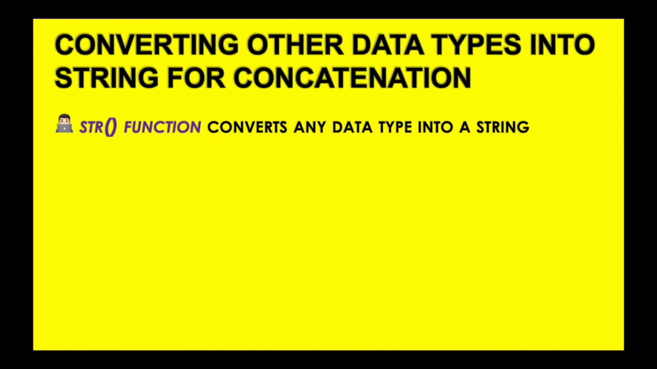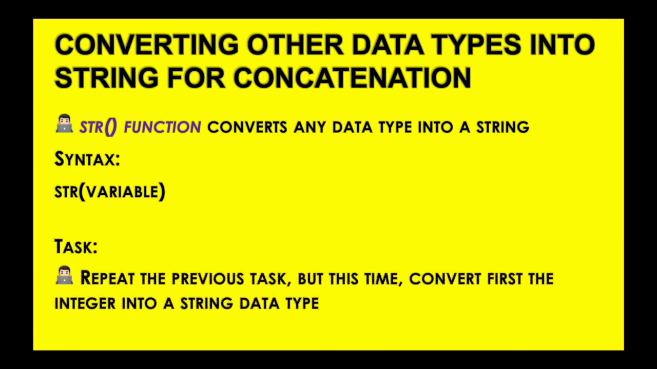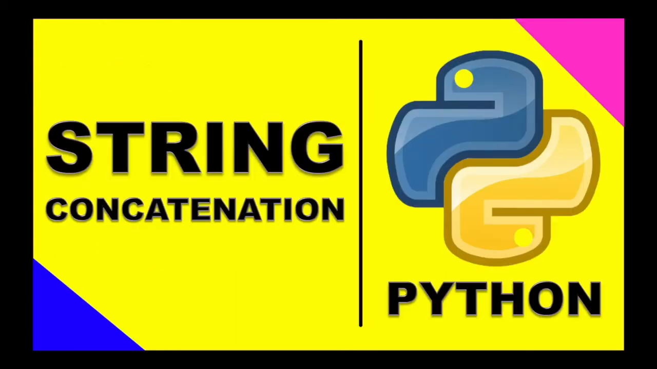So basically, the str function converts any data type into a string. The syntax is so simple: str, open and close parenthesis, then inside that parenthesis is the variable that we want to convert into a string. It can be a float and it can also be an integer. Now for the task, repeat the previous task, the engineer trader plus 69, but this time convert first the integer into a string data type.